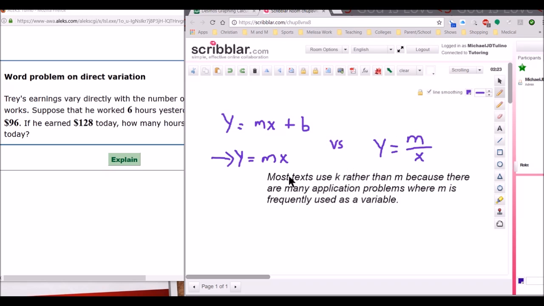Just like I wrote here, most texts use k rather than m because there are many application problems where m is frequently used as a variable. So in the textbook, instead of seeing the m there, you normally would see y equals k times x. When it's directly related, this k represents the constant of variation. Now remember, constant of variation is the slope. Slope is how things consistently change, the rate of change. So that's how this k represents the m.